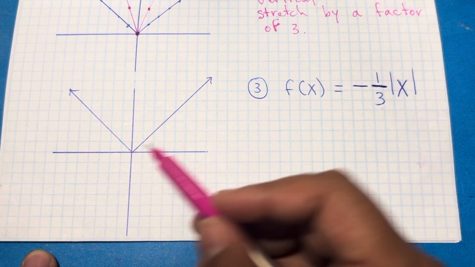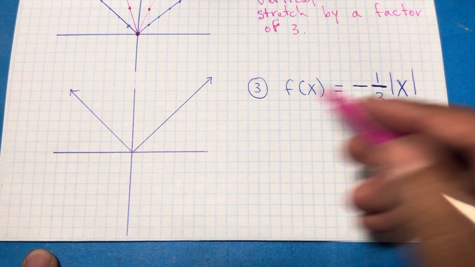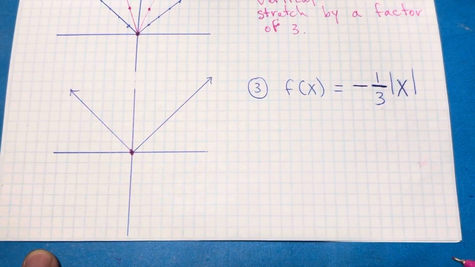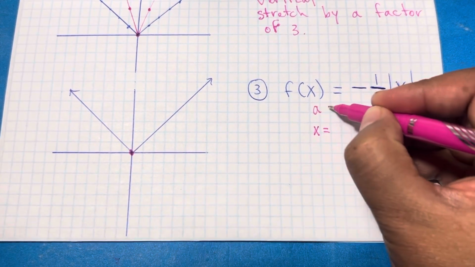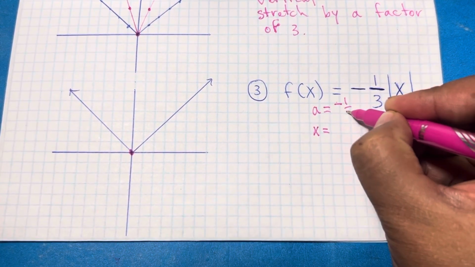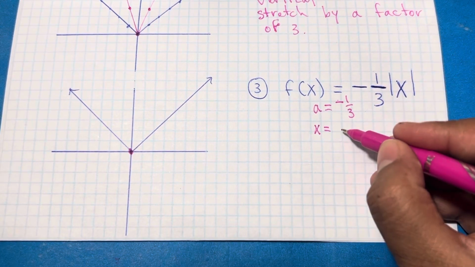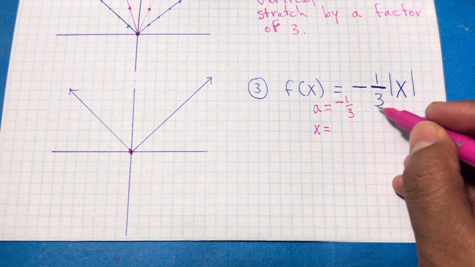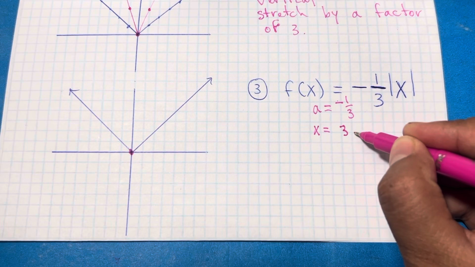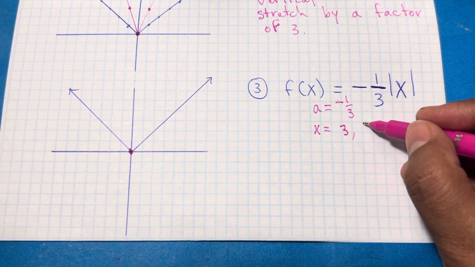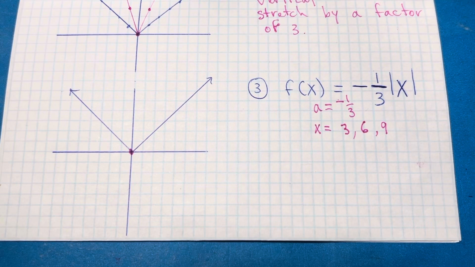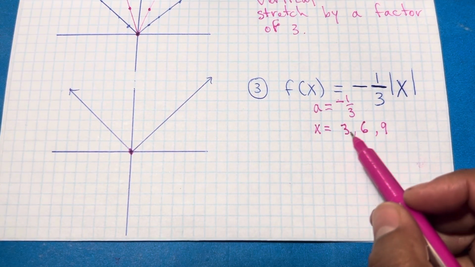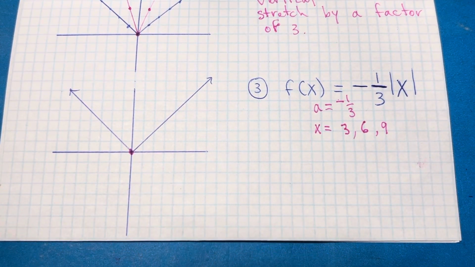Okay, so 0 times negative 1 is 0, divided by 3 is 0. So this one stays the same. And again, if you remember the values for x, a is equal to negative 1/3. That's the value of a. But for x, we're going to choose values to make our lives easier that are multiples of the denominator. So 3, 6, 9, etc. And remember that for the negative values, we just do the mirror because it's symmetrical.